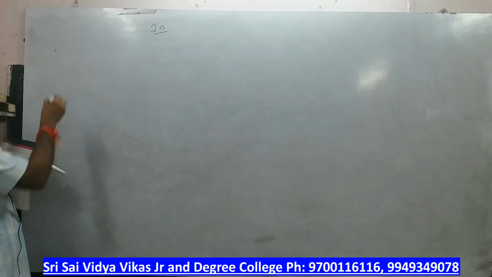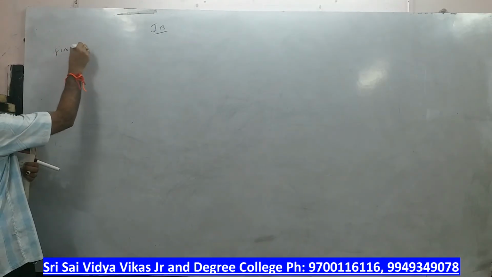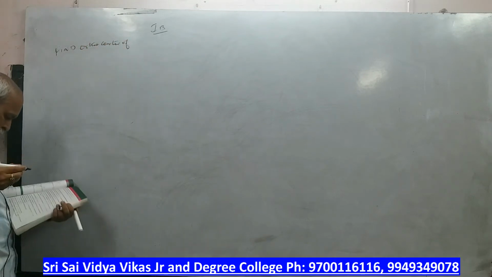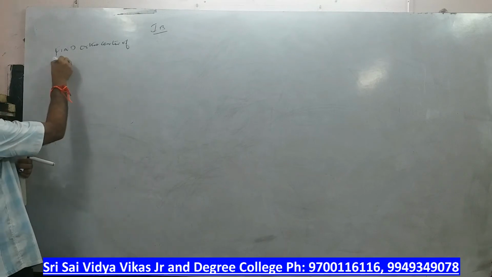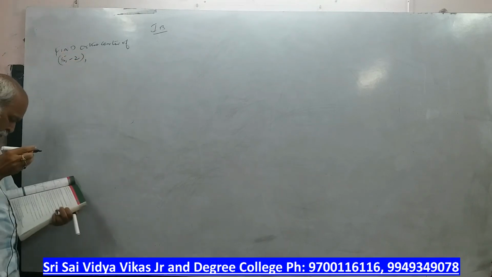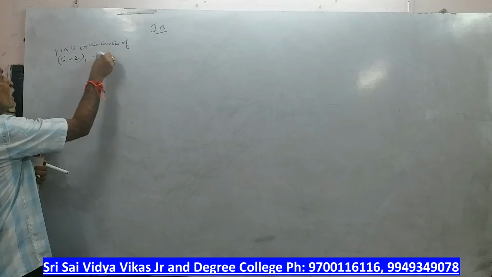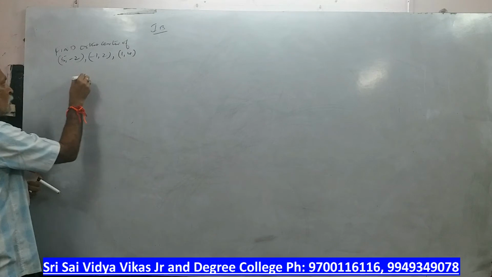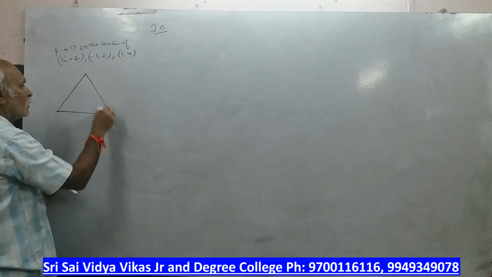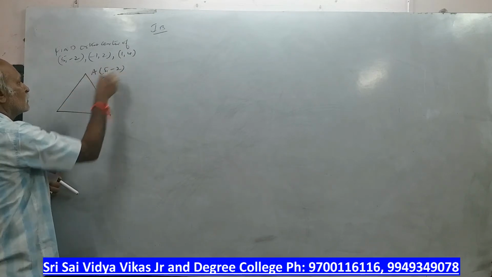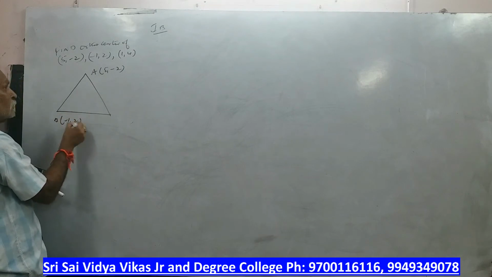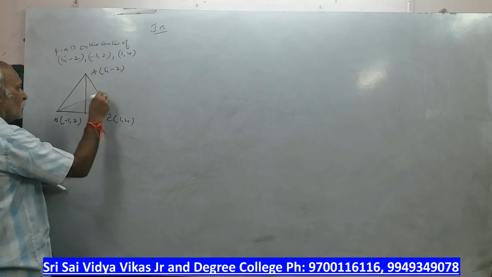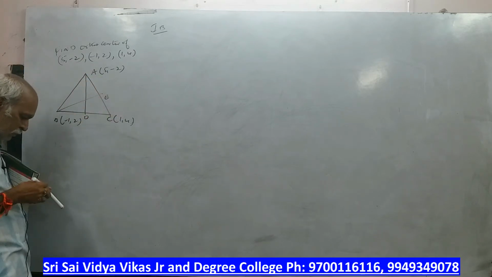Next, again, find the orthocenter of the triangle with points A: 5 comma minus 2, B: minus 1 comma 2, C: 1 comma 4. Right?